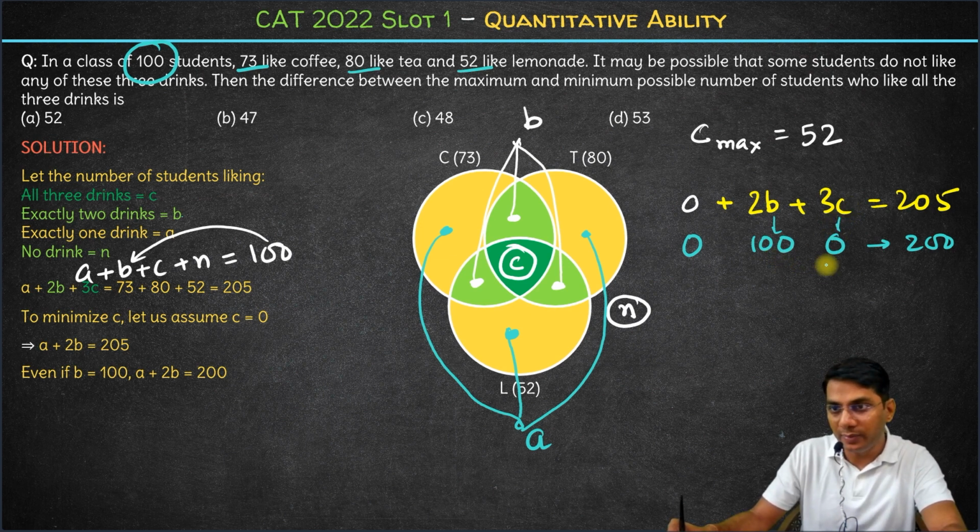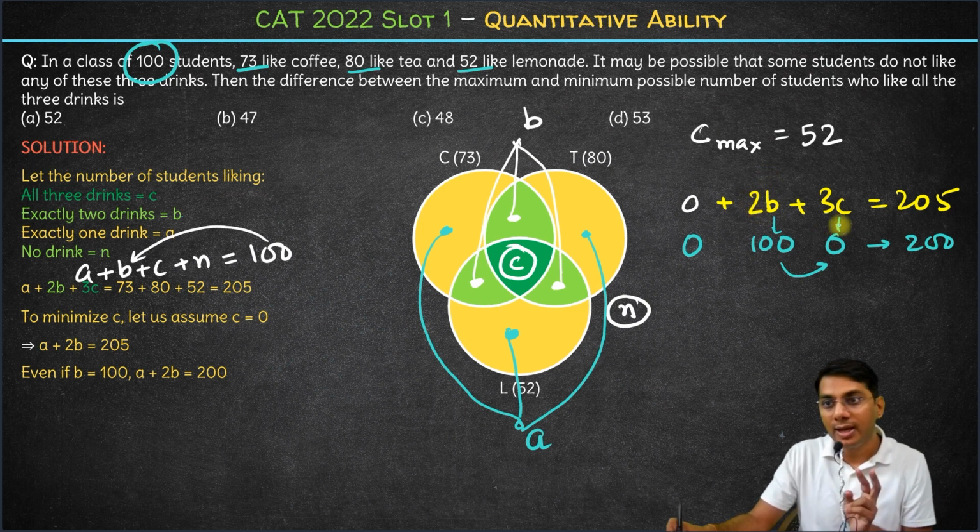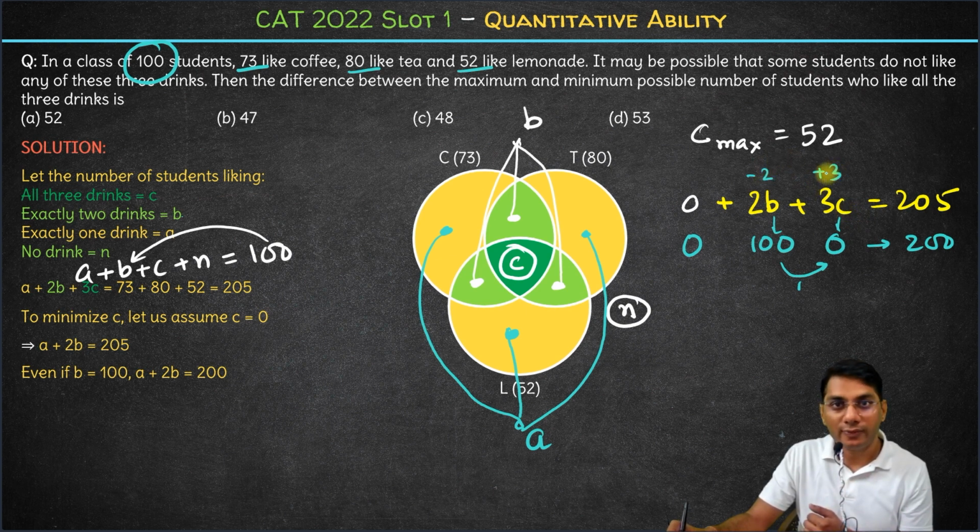So if you transfer one person from B to C, if you reduce B by 1, this will reduce by 2 units. But if you increase C by 1 unit, this will increase by 3 units. So this decreases by 2, this increases by 3. So there will be effectively an increase of 1 in the total sum by transferring 1 unit from B to C. So if we want a total increase of 5 in the sum, we will have to transfer 5 people from B to C. So B comes out to be 95, C comes out to be 5, and A remains 0.